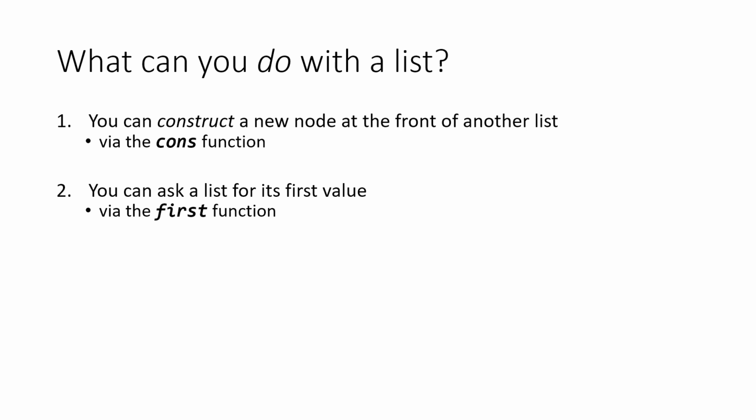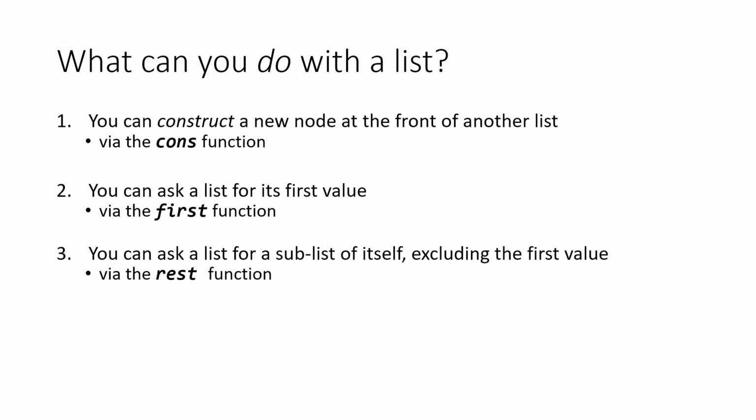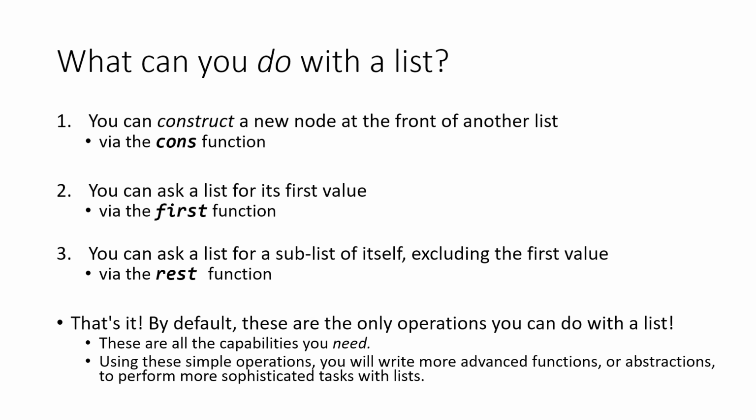Another thing that we can do with a list is ask it for its first value. So we can say, hey, list, give me your first value. And the last thing we can do with a list is ask the list for the sublist of everything except for the first value. So what comes after the first value, with the rest function. And that's it. These are the only 3 functions we need in order to start writing programs that operate in terms of lists and to start building more advanced capabilities, as we'll do in the next problem set and in practice problems later in this lesson. So these 3 simple operations are going to be our building blocks for building more advanced functionality.